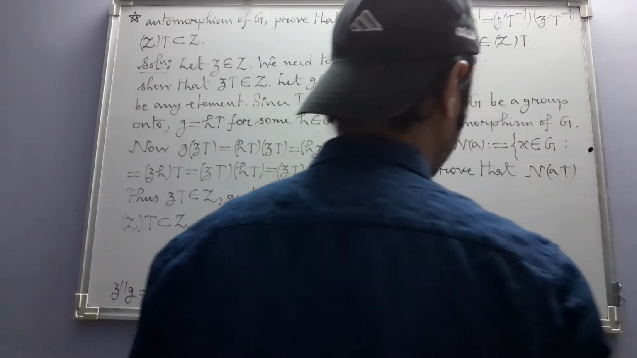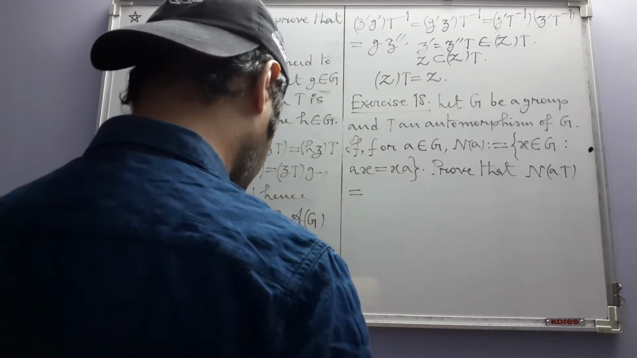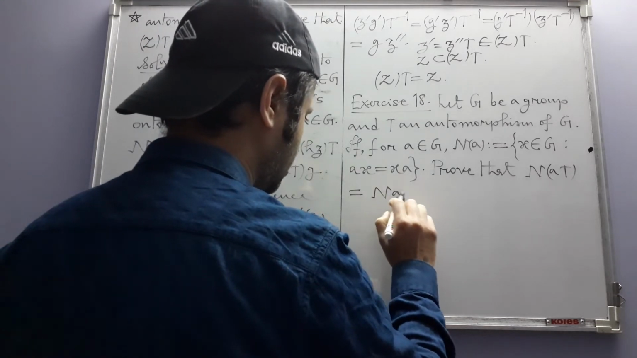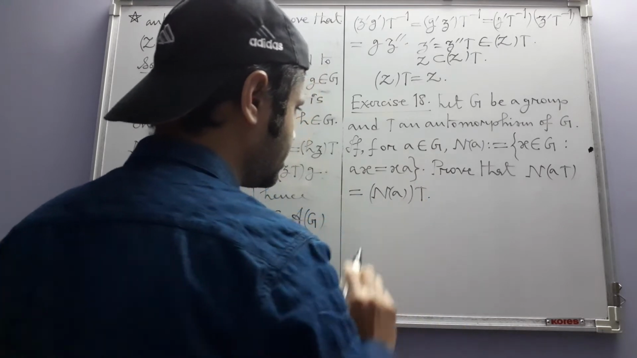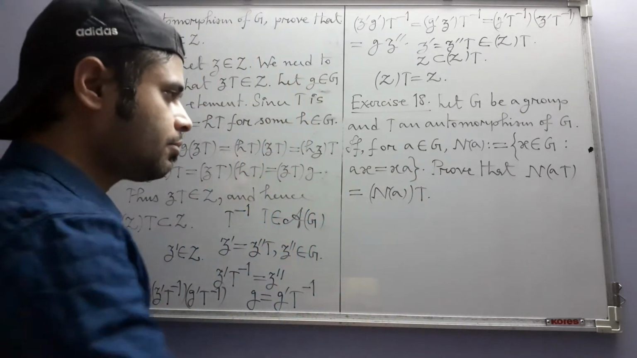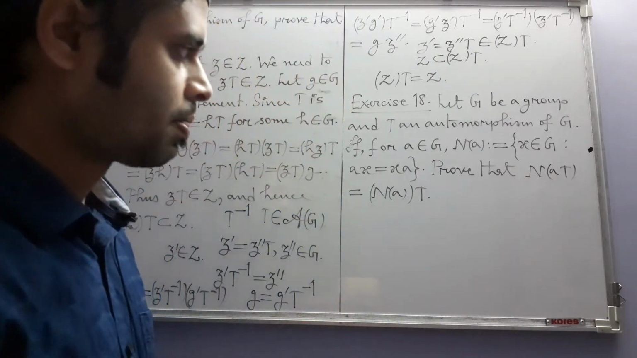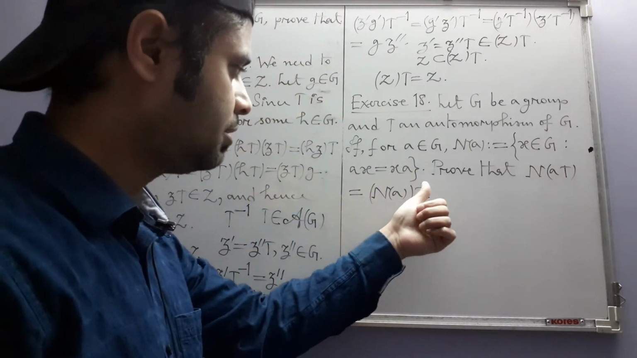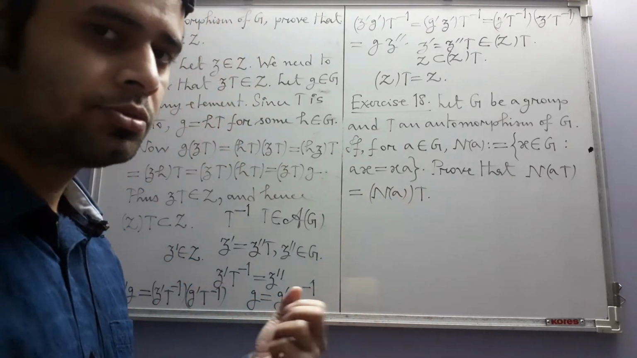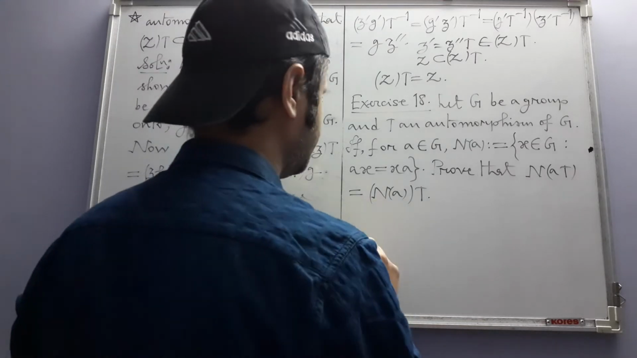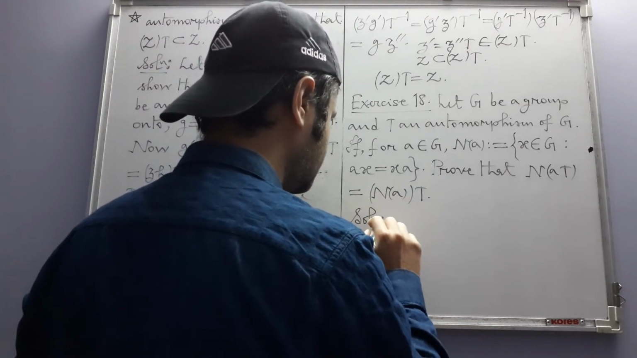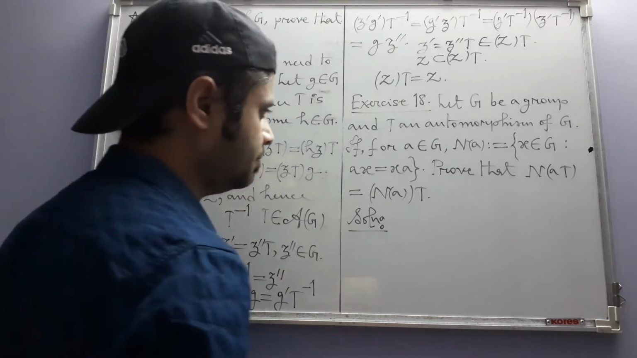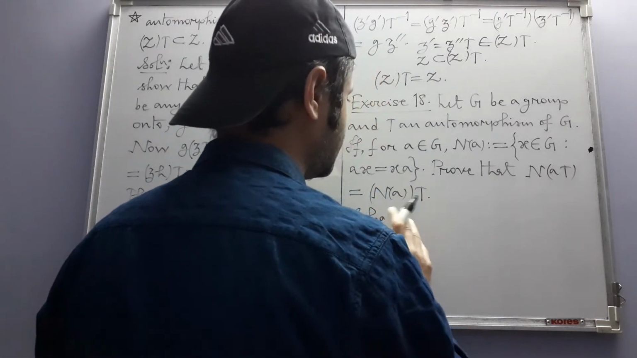Prove that N(AT) is equal to N(A)T. Let us first see the meaning of this equation. On the left hand side we have the normalizer of the element AT. On the right hand side we have the T image of the normalizer of A. These two things are equal, that we have to show. G is any group, there is no restriction on G, and T is any automorphism of G, and A is also any element in G.